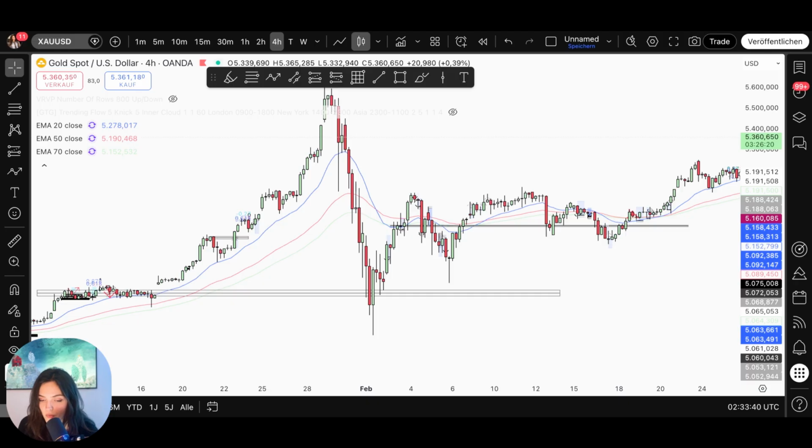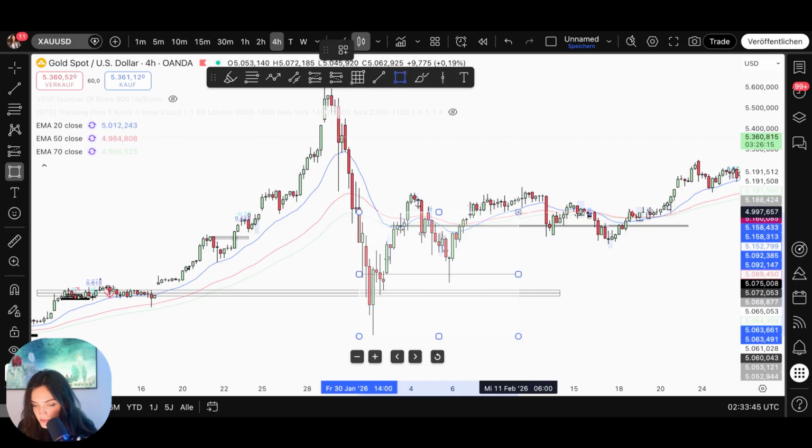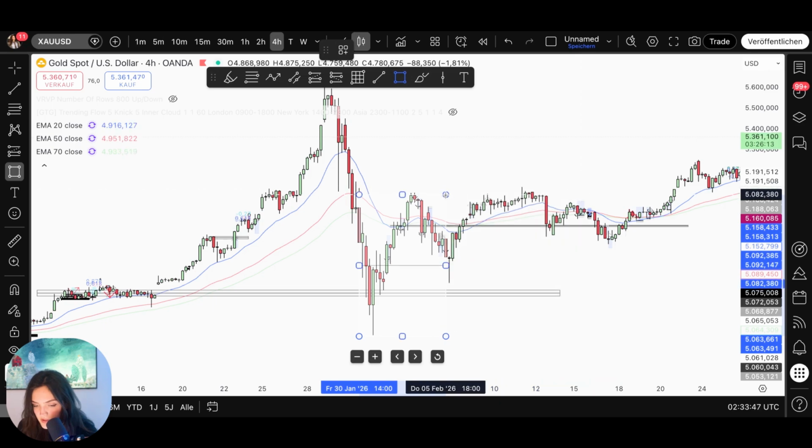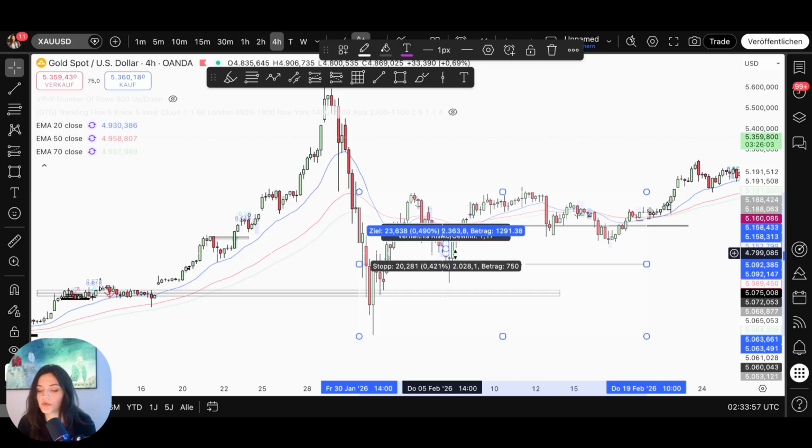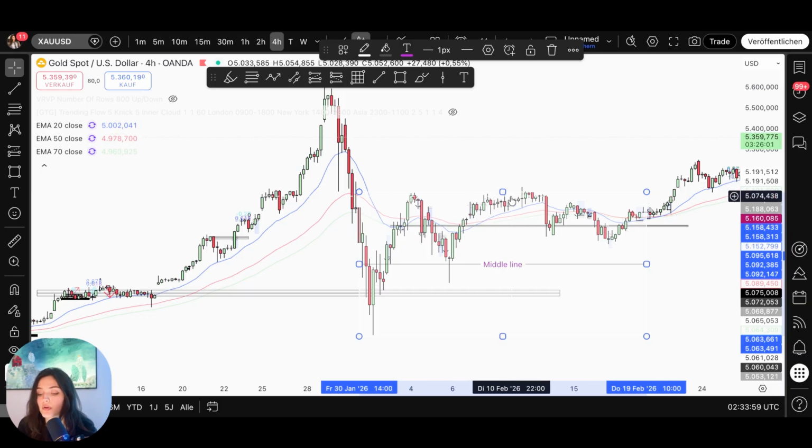So one range I would pick out for myself would be this one, this impulse starting from here up until up here. So I'm just going to pull this a little bit longer. So you see anything that is above this middle line would be the premium price where I would look for shorts, and anything below it would be a discount price where I would look for longs.